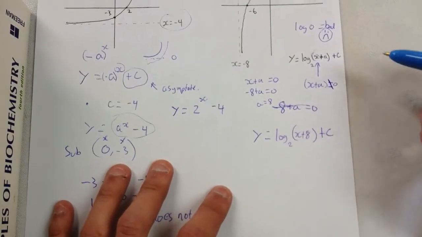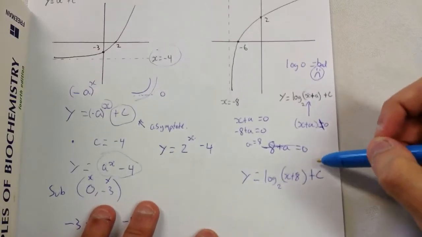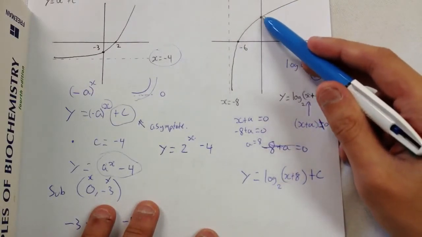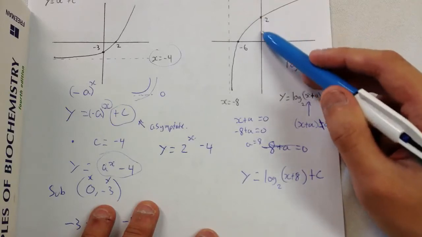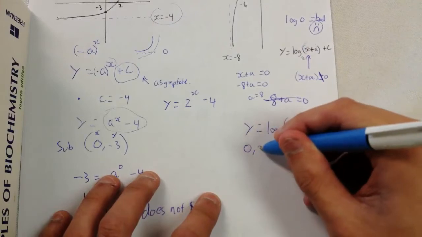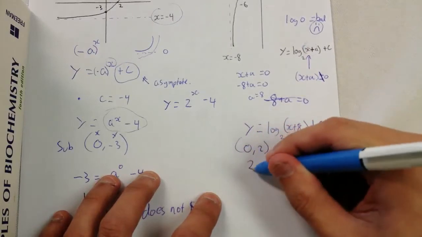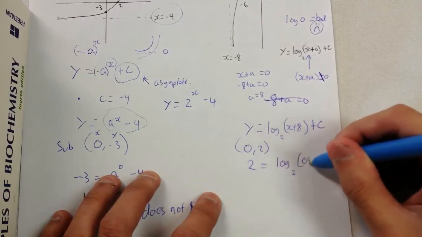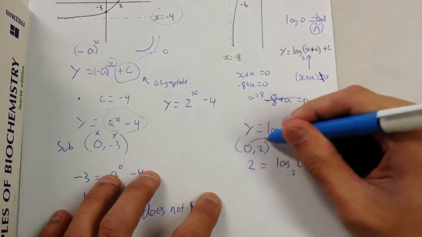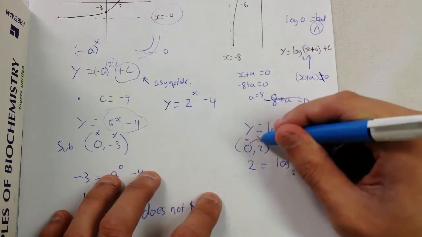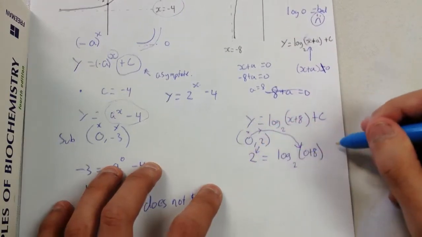Now we have a. So we can sub in a different point to find c. I feel like subbing in this point because I like subbing in y-intercepts. They're much easier to do. So that's when x equals 0 and y equals 2. So we sub that in. 2 equals log 2 of 0 plus 8 plus c. Be very careful, always sub in the correct values. The 0 is the x and the 2 is the y, so we put it there. And now we just have to solve this.